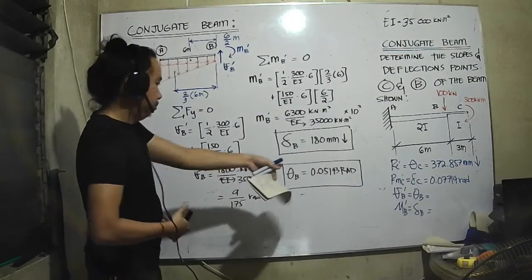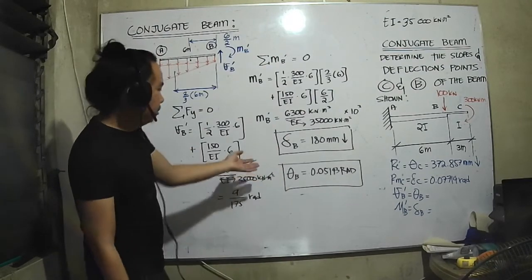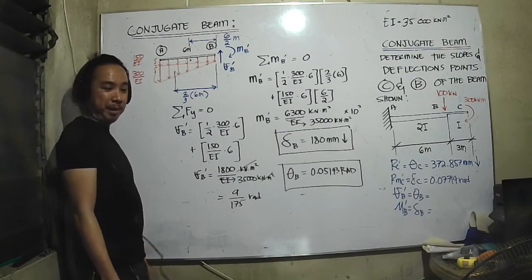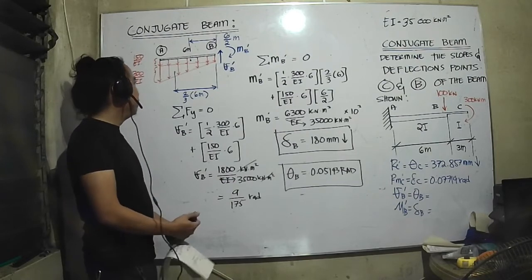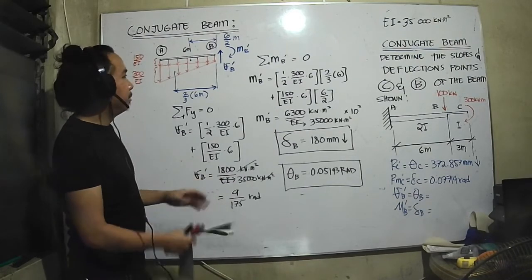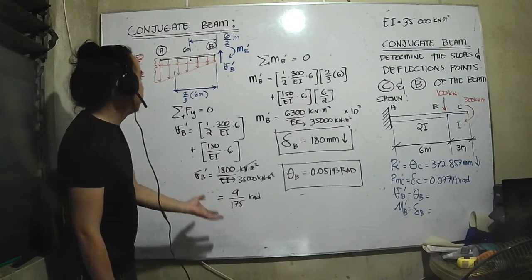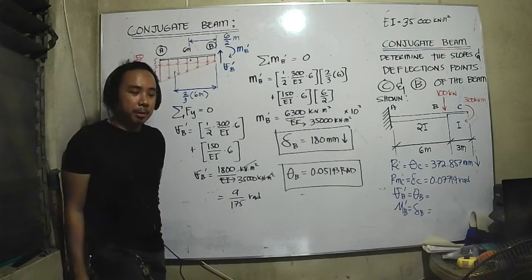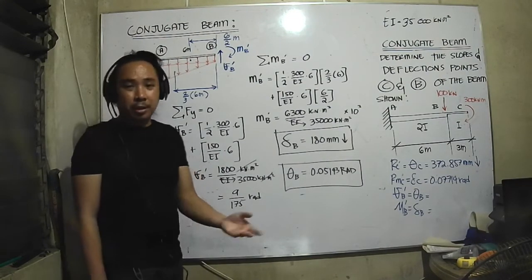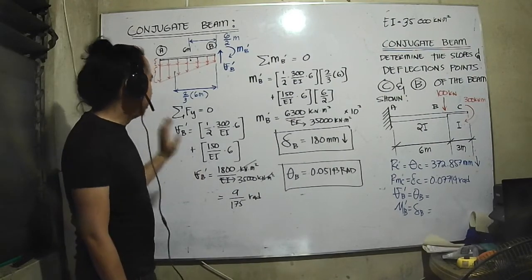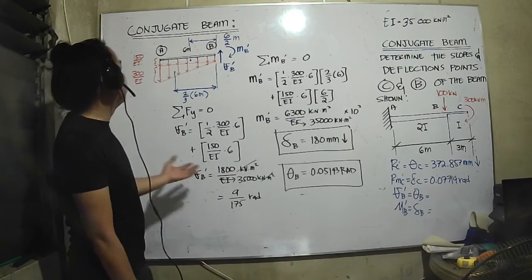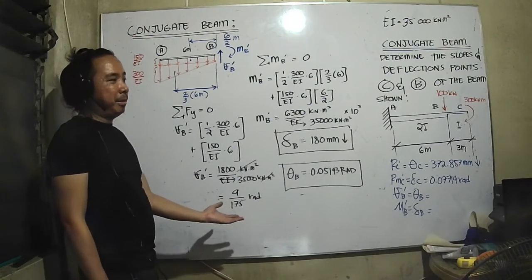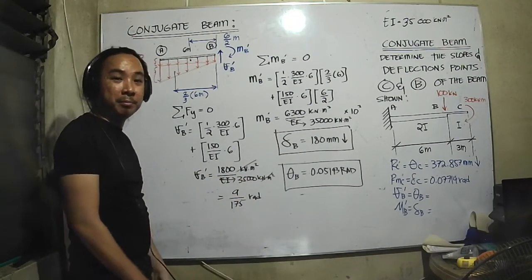I already have delta C and theta C, delta B and theta B. So, is there anything else? None, that's all. So, this is just how you solve things using conjugate beam. As you can see, there are fewer steps compared to the moment area method. It's a much more convenient and user-friendly way to present things. It's like light beer, not red horse, much smoother.